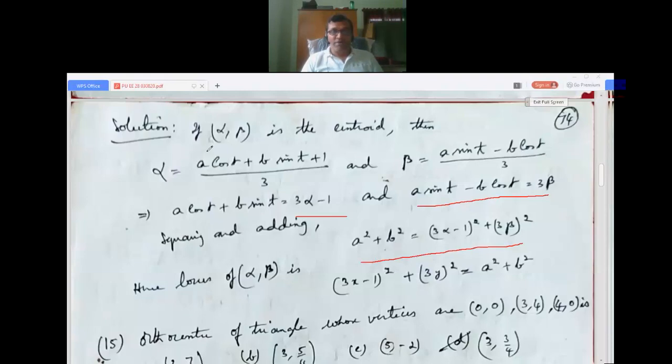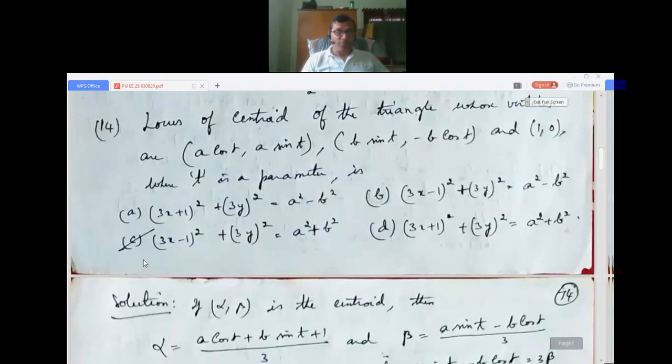Let alpha comma beta be the centroid. Wherever alpha we keep fixed, that is x, 3x minus 1 squared, and beta is another moving point. We make it fixed, and when we write the equation of the locus, 3x minus 1 squared plus 3y squared equals a squared plus b squared. This is the required locus, and the option for this will be the third option.